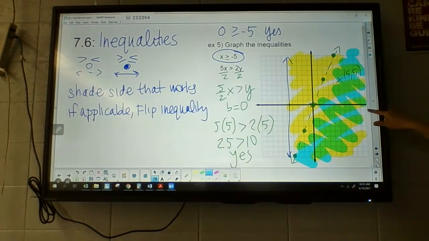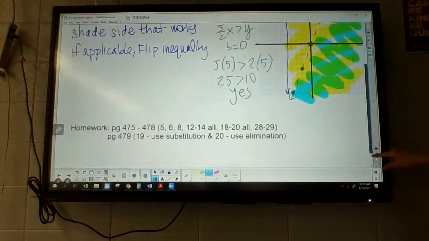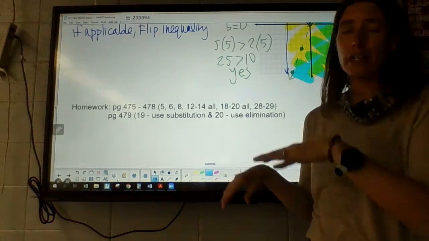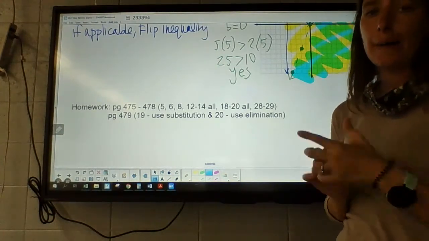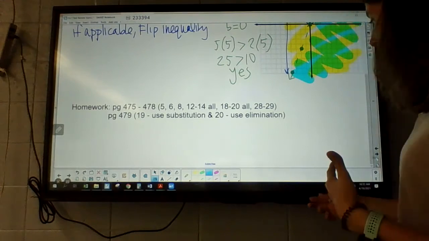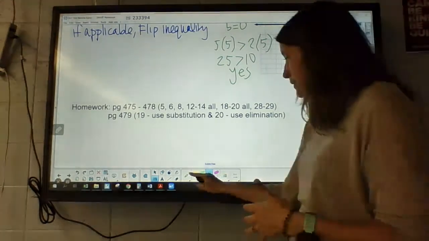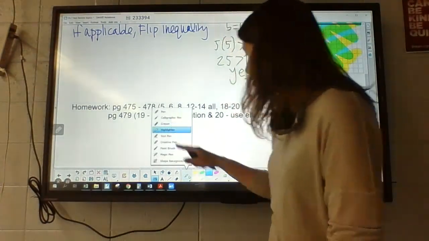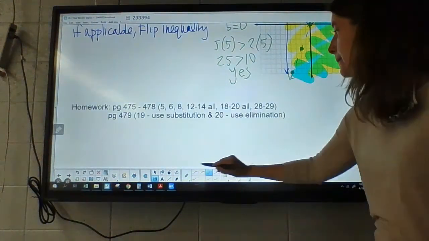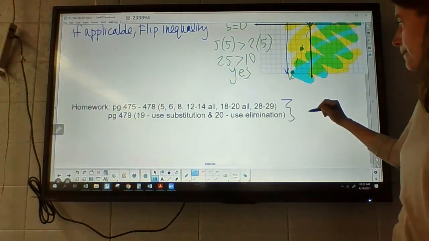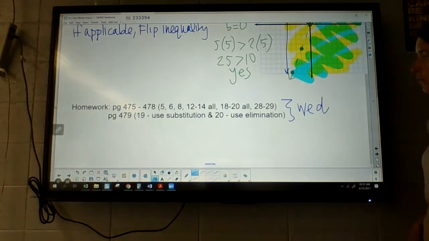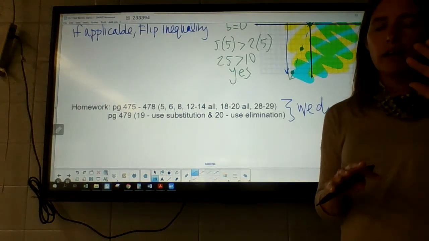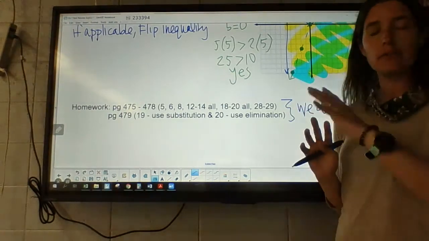All right, so I'm going to wait on the bottom part of the notes. We'll work on the bottom part of the notes together when we're back together again on Wednesday. But you guys do have a homework assignment. So you should be doing these for Wednesday.